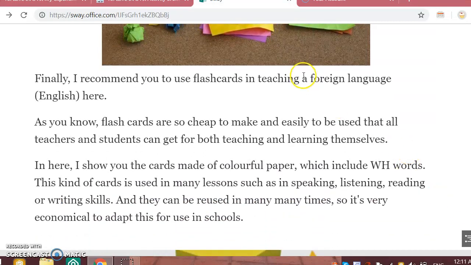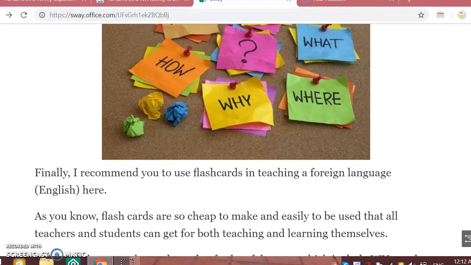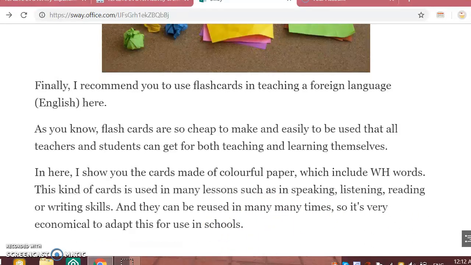Here I show you the cards made of colorful paper, with the topics included. This kind of card can be used in many lessons, such as speaking, reading, and writing lessons, and maybe in all lessons, and we can reuse these cards many times, so it's very economical to adapt this for your school.